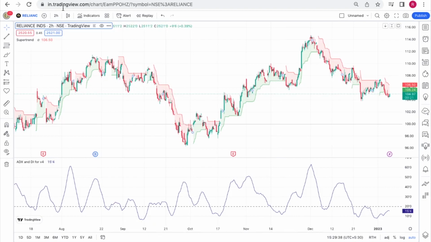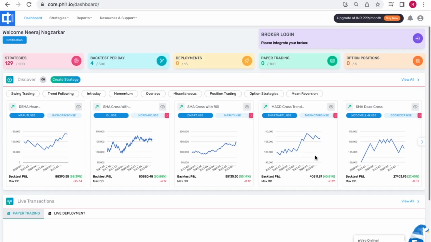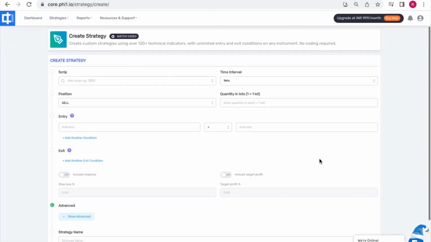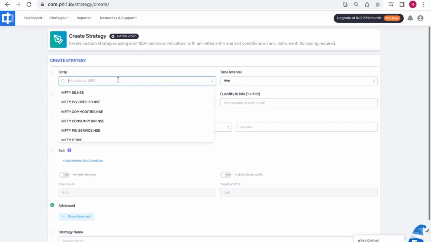Now let's go to Phi 1 Core to try this strategy. Log on to Phi 1 Core, go to strategies, click create strategy. You can see our form-based strategy creator here. You don't need to know coding for this. All you need to do is enter the values of the various indicators that you want to choose. You can select from 120 plus technical indicators, plus there is no limit on entry and exit conditions. Let's start by adding some scripts here.